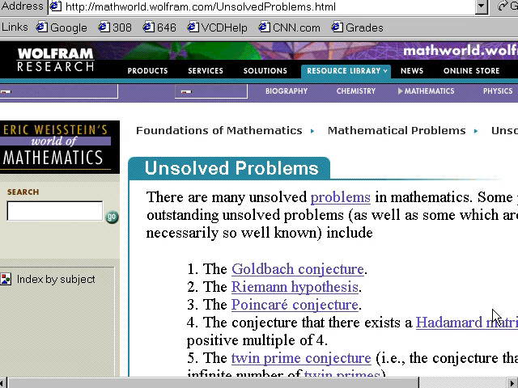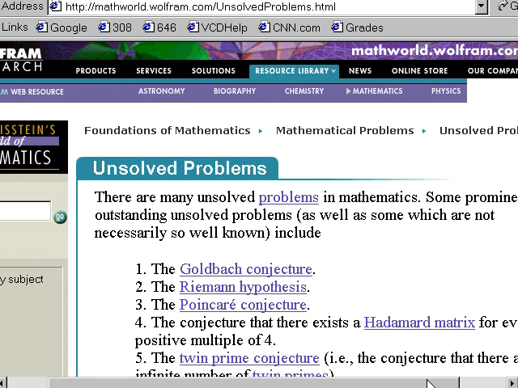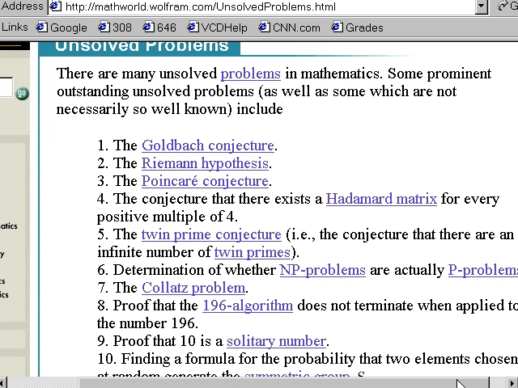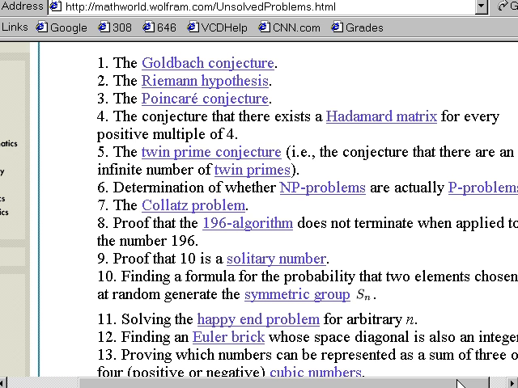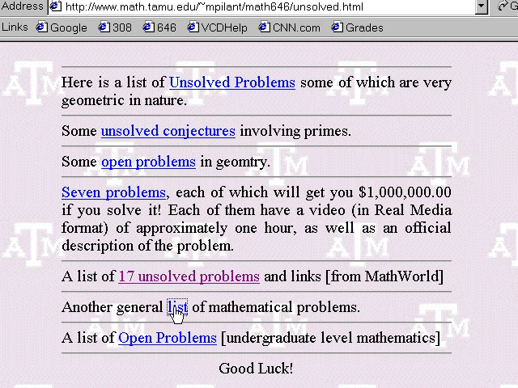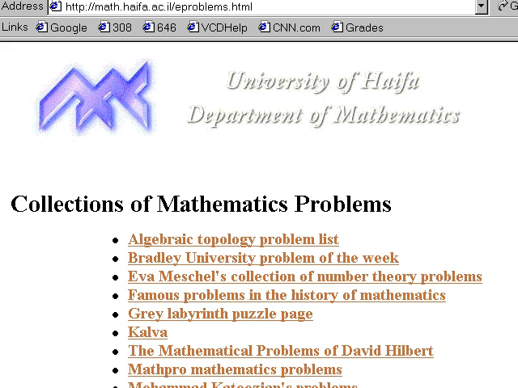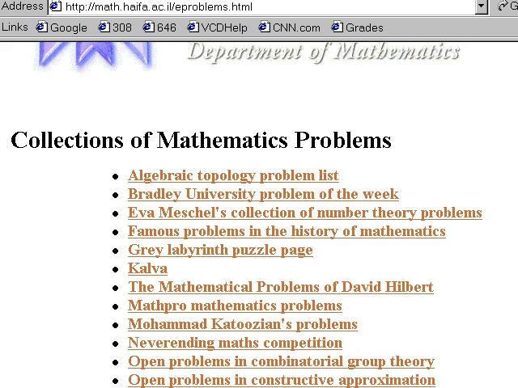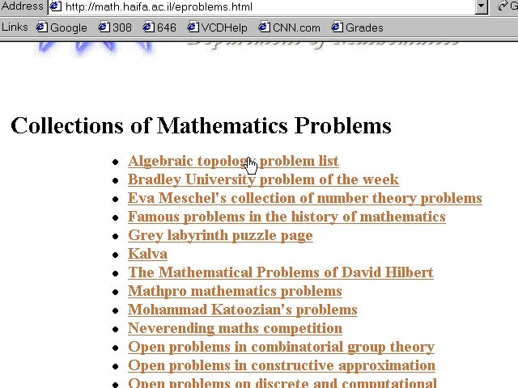there is a list of these last 3 links here. I got a list of these 17 problems, some of which we've seen before, the Goldbach conjecture. There's a number of these very hard problems, and a link back to the Clay Math 7 problems of the millennium. This is a nice link to just a general list of collections of math problems.